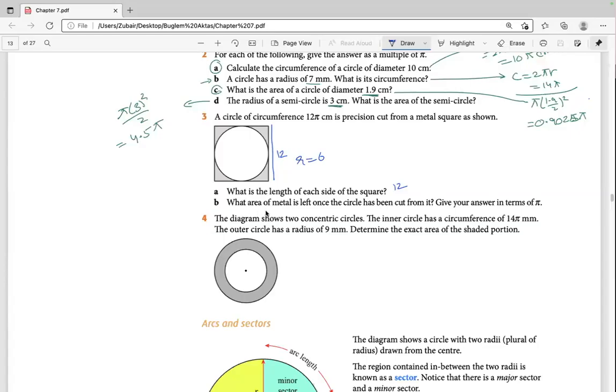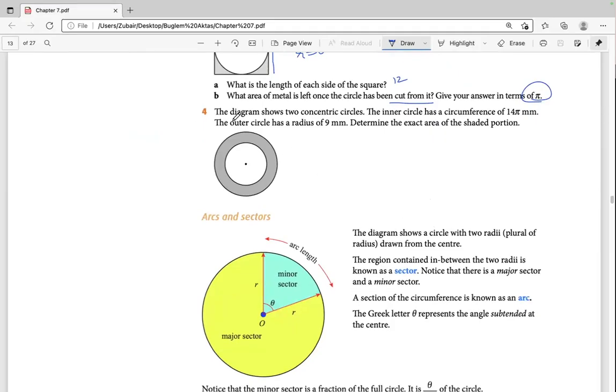B part says, what area of metal is left once the circle has been cut from it? In terms of pi. Yeah, so 144 subtracted by the area. Subtracted area. So 36 pi. So 144 minus 36 pi. Yeah. Very good.